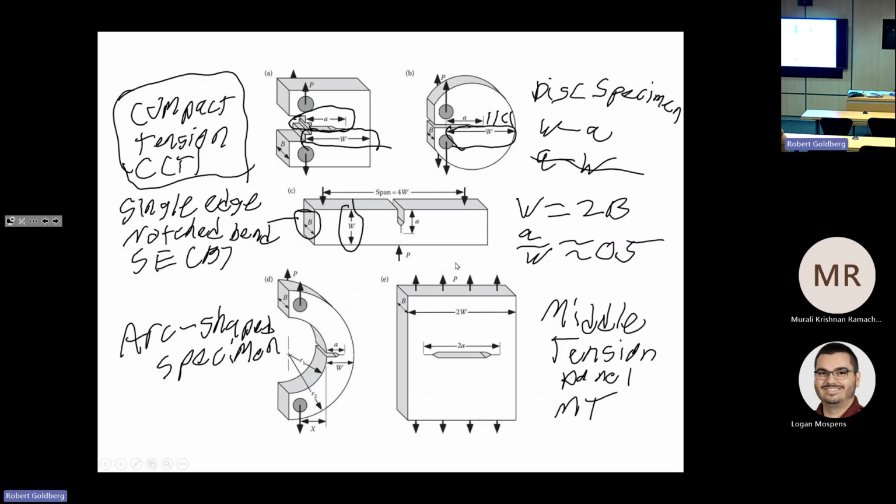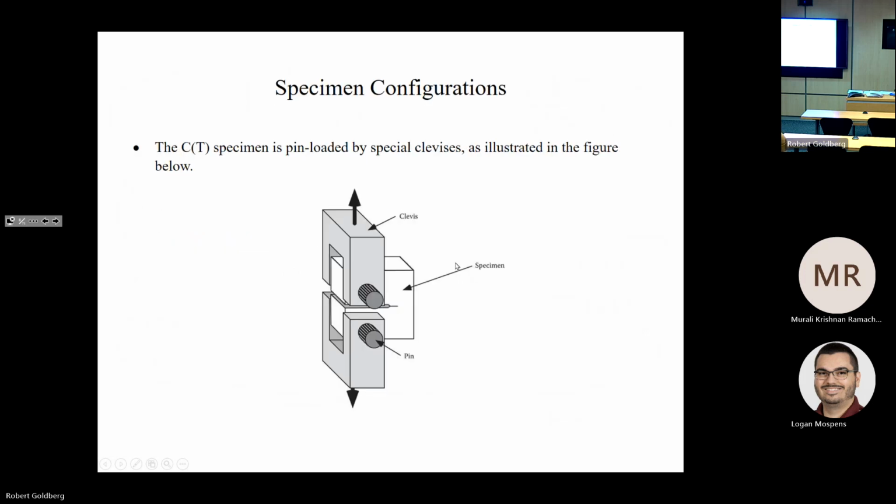Now, these holes here in the compact tension specimen are loaded by special clevises. So you put these clamps with these pins here that go through the holes, and then you apply your load at the ends of these clevises, and it's through these pins that your load is transferred to your structure.